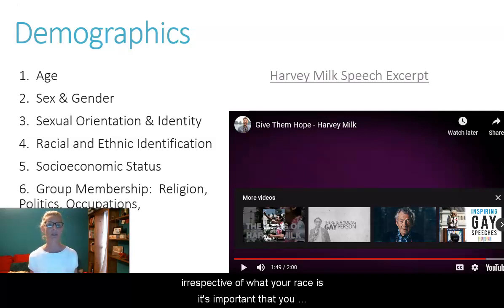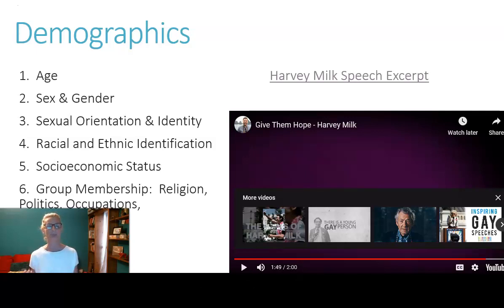It's important, irrespective of what your race is, that you acknowledge the diversity of your audience. And there might be a myriad of races. So if you are white and you are delivering a speech to a mixed audience, and when I say mixed audience with regards to race, you could have people that are Asian, you could have people that are African American, you could have people that are Hispanic in your audience. You need to be conscious of that.